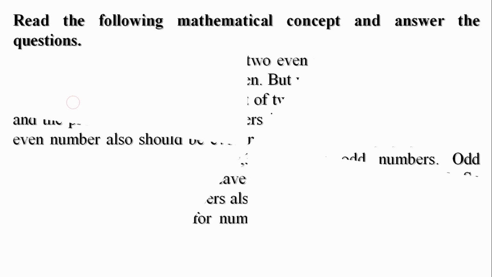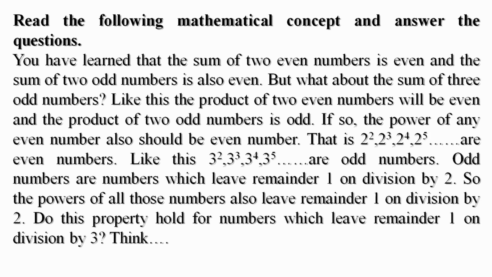29th problem. Read the following mathematical concept and answer the questions. You have learned that the sum of two even numbers is even and the sum of two odd numbers is also even. But what about the sum of three odd numbers? Like this, the product of two even numbers will be even and the product of two odd numbers is odd. If so, the power of any even number also should be an even number. That is 2 raised to 2, 2 raised to 3, 2 raised to 4, 2 raised to 5, etc.